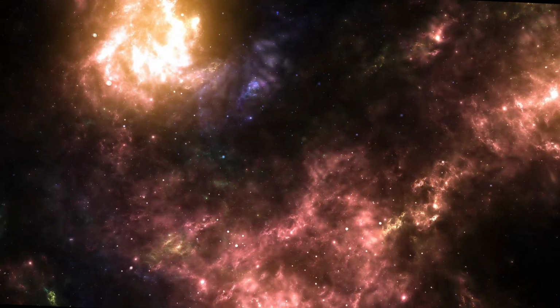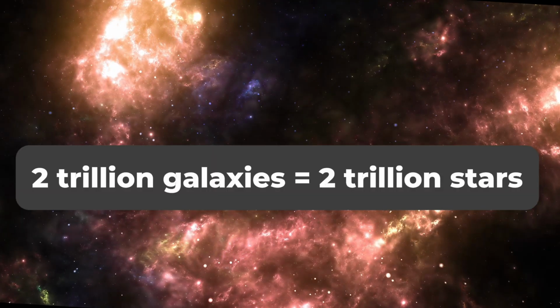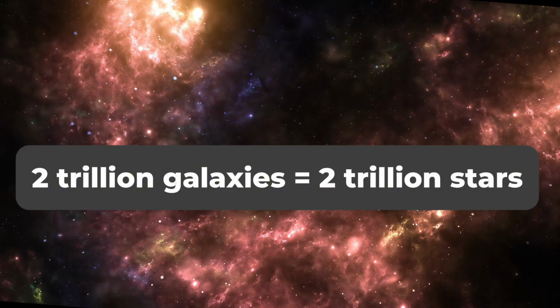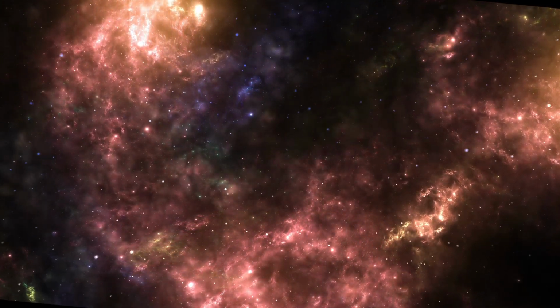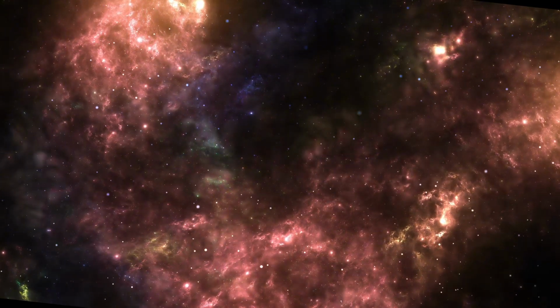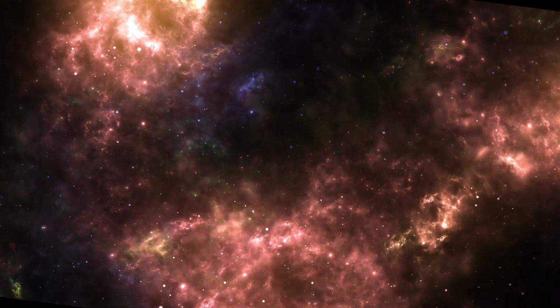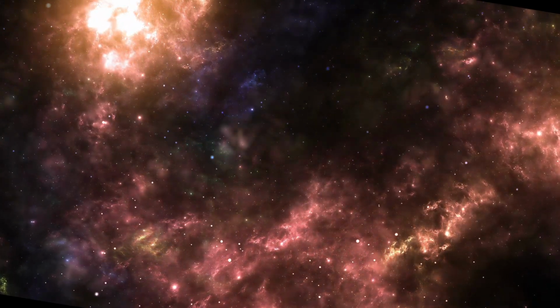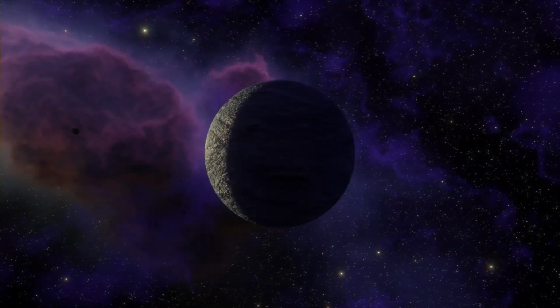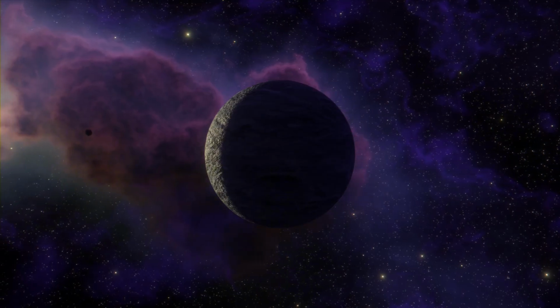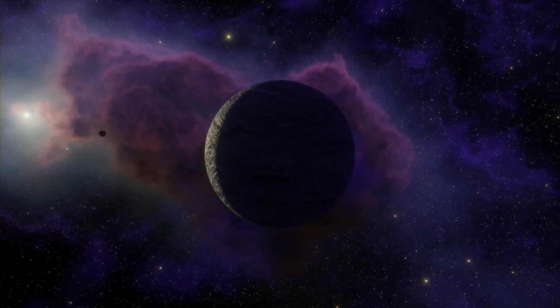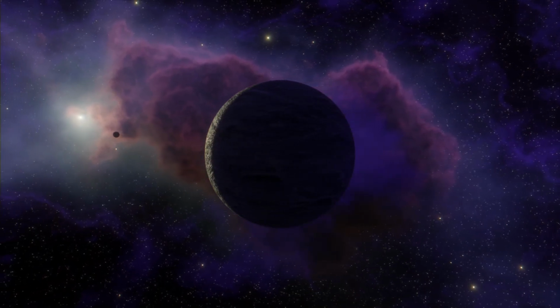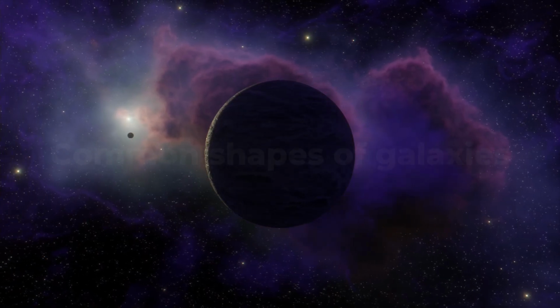Important clarification. 2 trillion galaxies does not equal 2 trillion stars. Each galaxy can contain millions to trillions of stars. That means the universe contains an unimaginably large number of stars. In summary, exact number, unknown. Best estimate, hundreds of billions to 2 trillion galaxies. Reason for uncertainty, limits of observation and ever-improving technology.